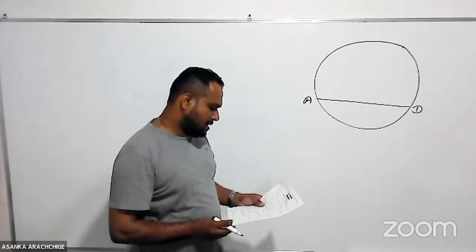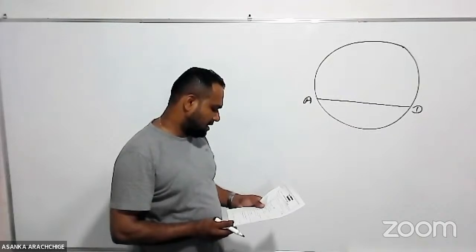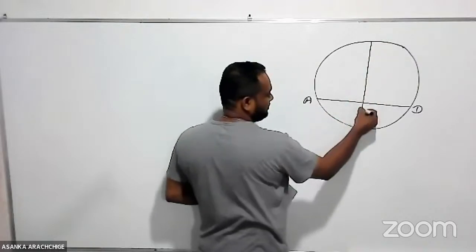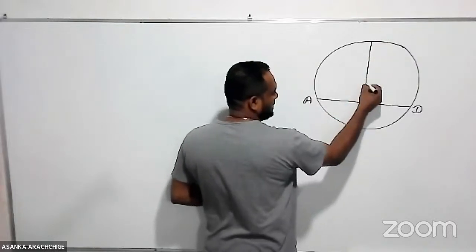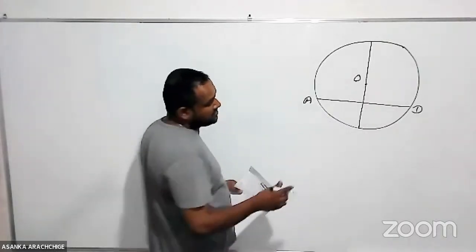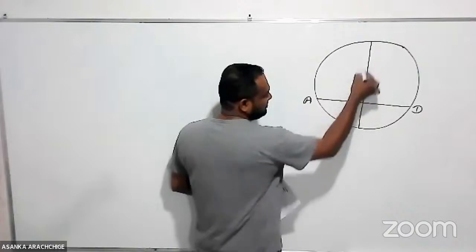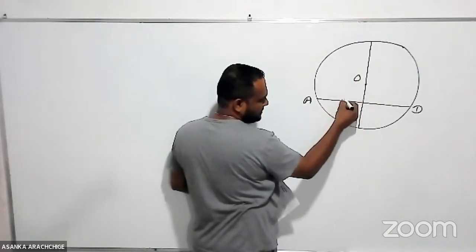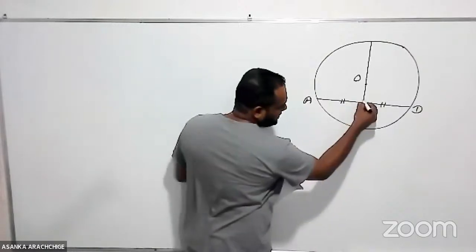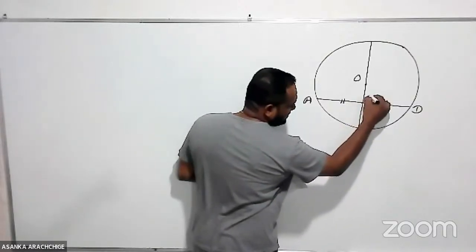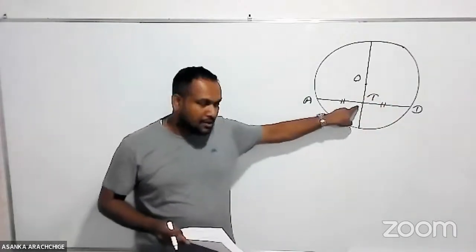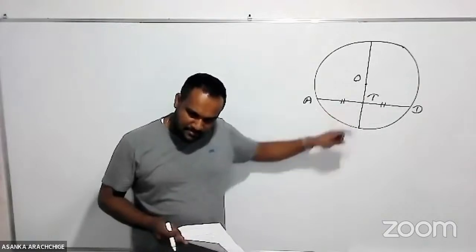The chord AD is bisected by the diameter BOC, right? This is a diameter. The center O is here. That chord is bisected by the diameter, right? This diameter bisects this chord at T. This point of intersection is given to be T. Understood?